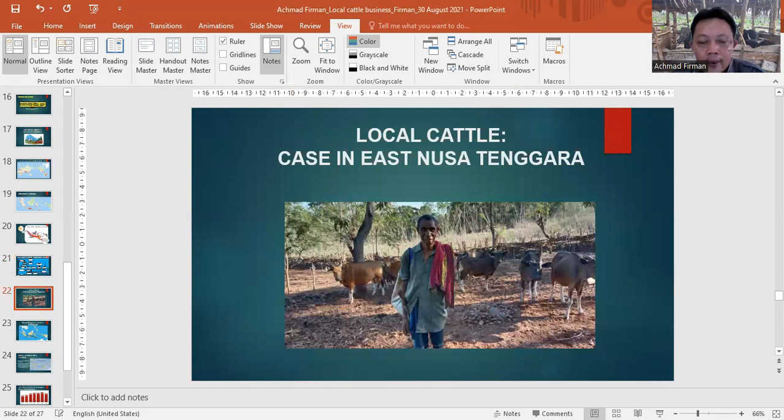This is the last part in our lecture. In this section I want to describe East Nusa Tenggara province, known as the barn of cattle for Indonesia. I researched and studied livestock in East Nusa Tenggara, especially the cattle commodity, for 3 years from 2018 to 2020.